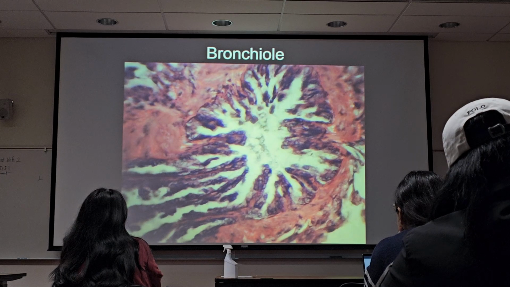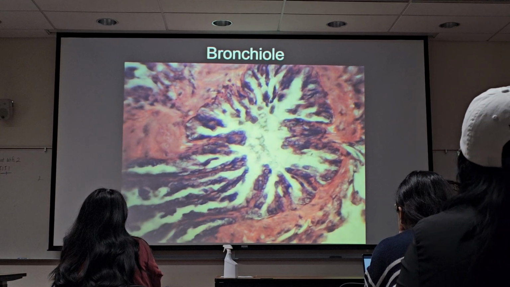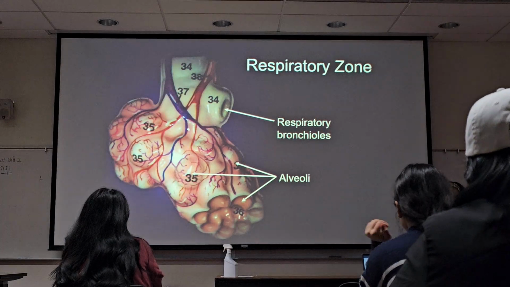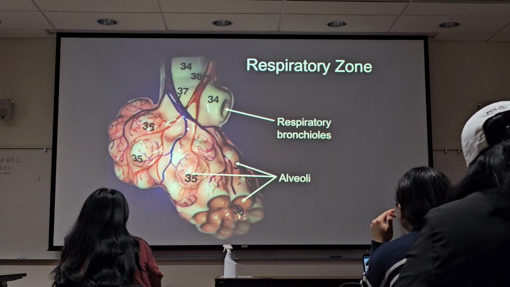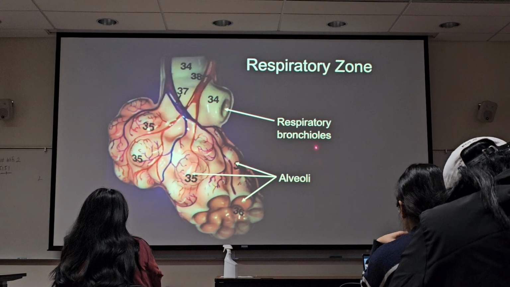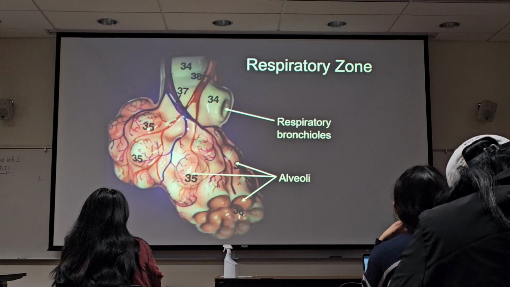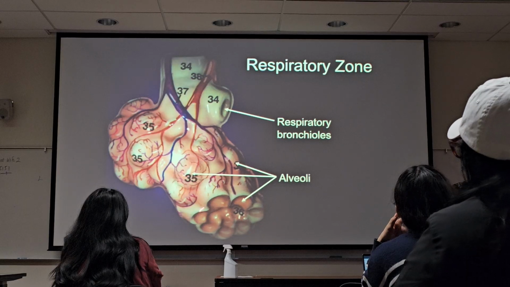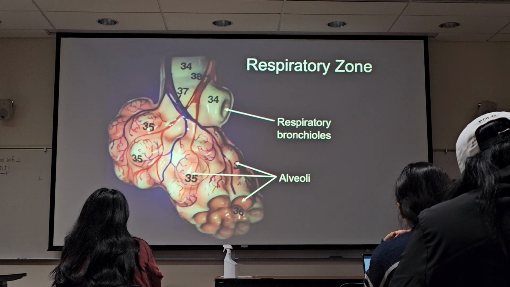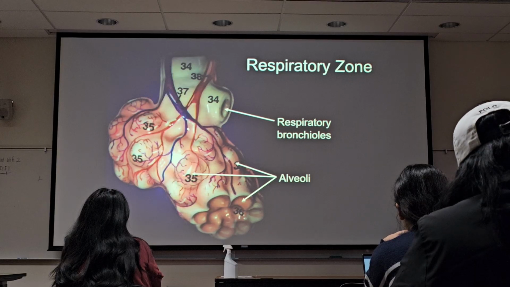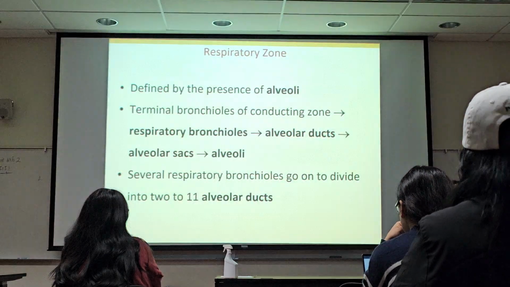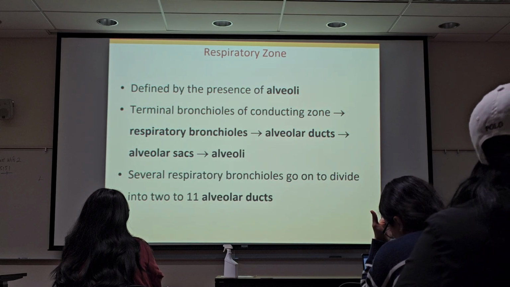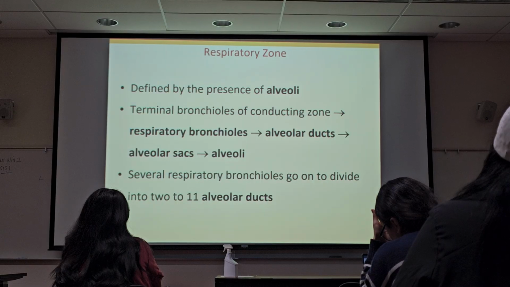Once we are at the terminating bronchioles, we are then entering into the respiratory zone. That's going to take us into another set of bronchioles, respiratory bronchioles. That will take us through a few more passageways until we get to the alveoli, where we're going to have gas exchange. We're almost there. The respiratory zone is defined by the presence of those alveoli, little round structures where gas exchange is happening.